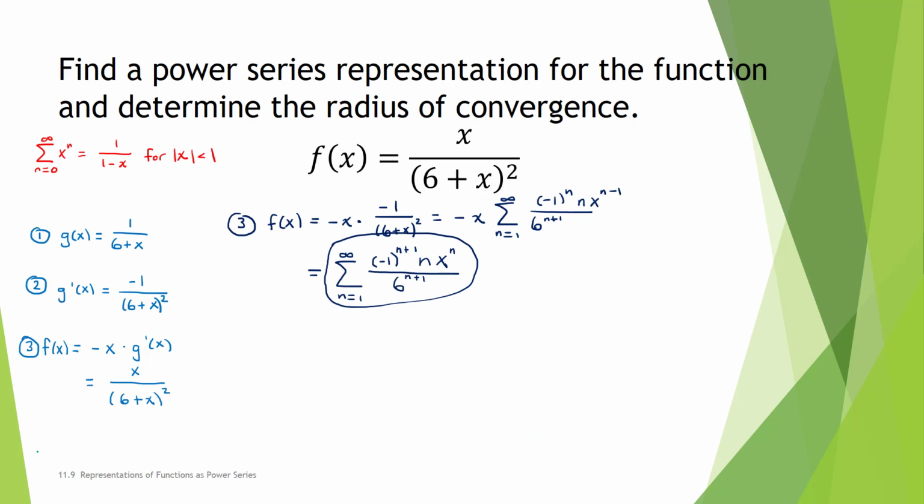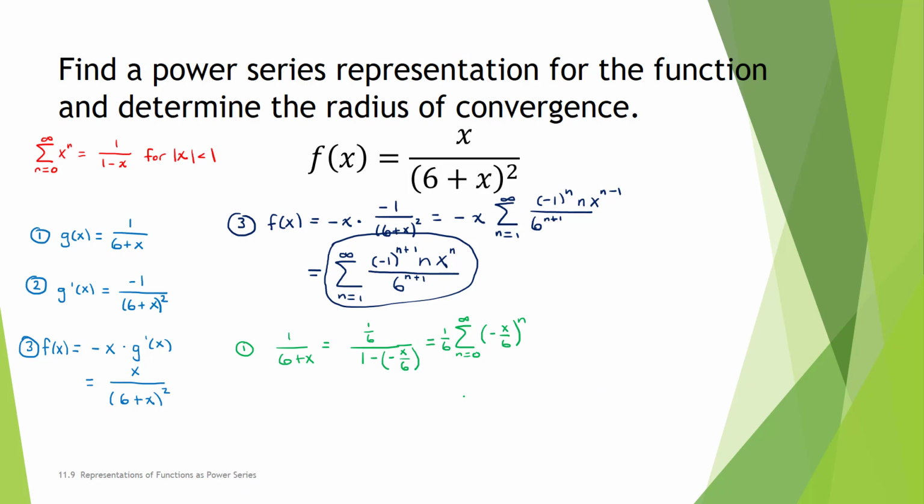Now we need to talk about the radius of convergence. I'm realizing that I erased step 1, so let's recap what we did. We have 1 over 6 plus x. We multiply top and bottom by 1 over 6. And then we wrote this as 1 minus negative x over 6. And we said that this is the series n equals 0 to infinity. We have 1/6 times this series, negative x over 6 to the n power.